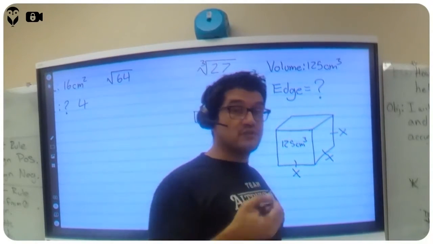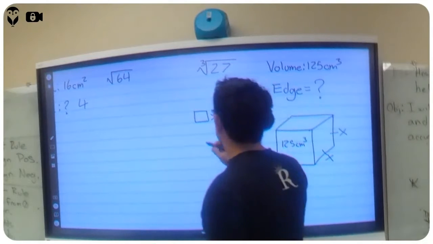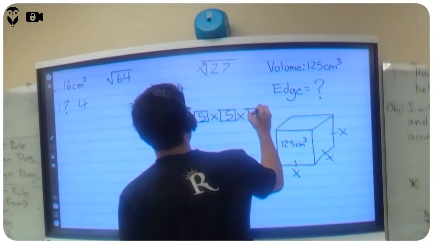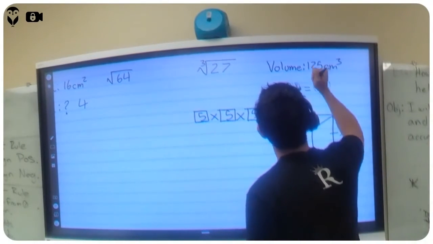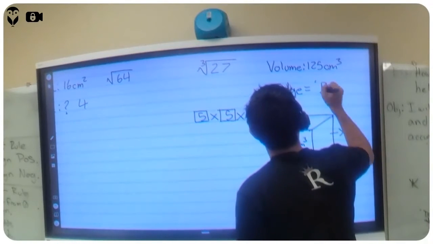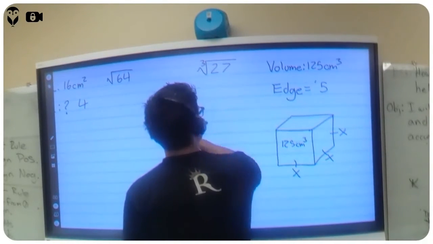5 times 5 is 25. And what's 25 times 5? 125. So 5 is the correct answer. So what is each side of this cube? The answer is going to be 5, or Mr. Castor's weird S's, right? So let's do the same thing here.